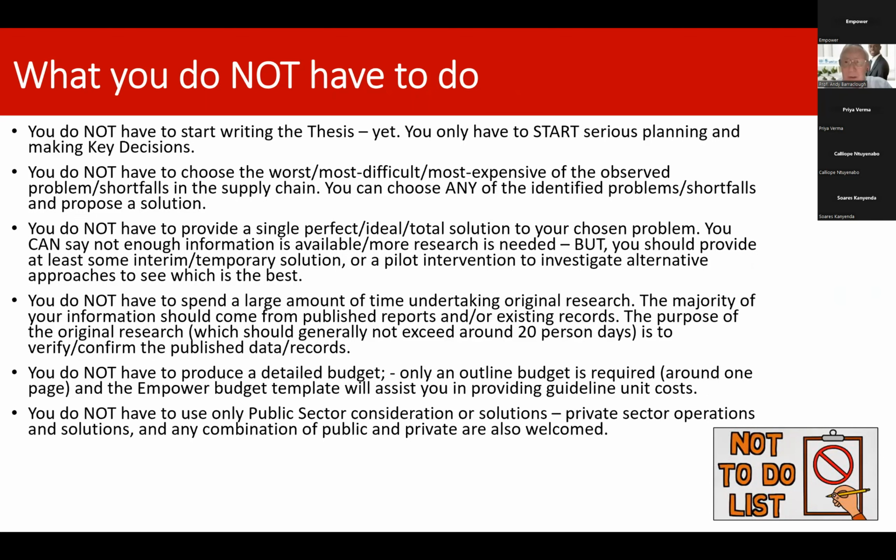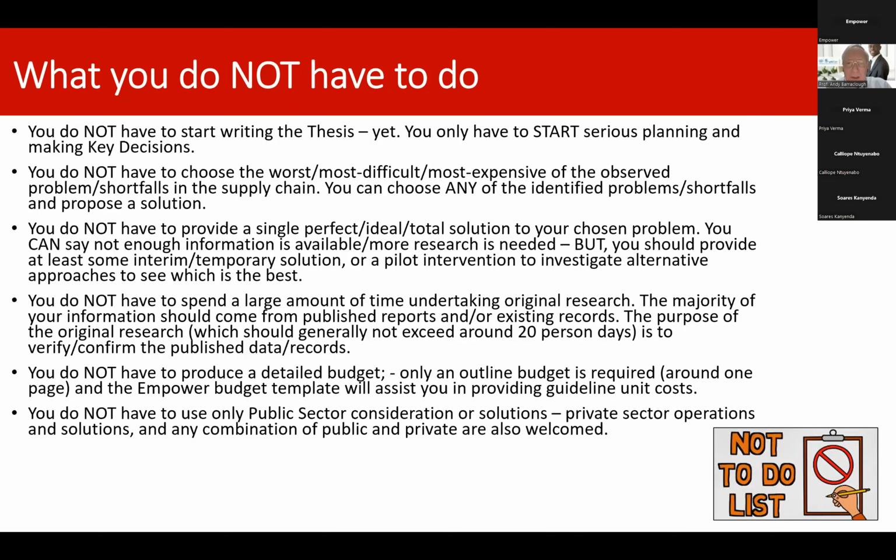You do not have to choose the most difficult, the most expensive problem. Choose any of the identified problems in your procurement supply chain. You don't have to provide a perfect solution. You can say it's difficult and there's not enough information and I need more research, but you should suggest at least a temporary or a pilot solution that could be tried. Original research, we're saying around 20 days. You shouldn't be looking at more than that to collect the information that you need.